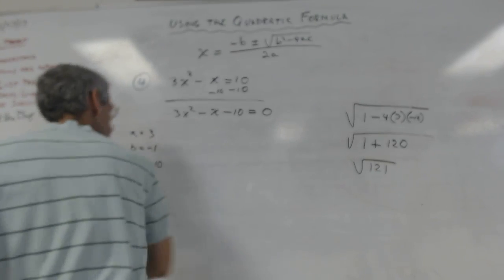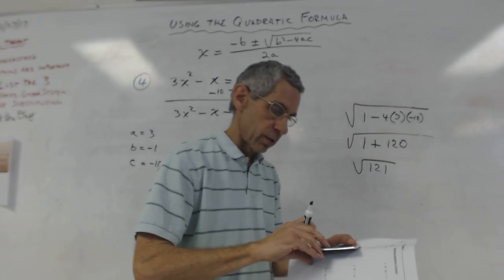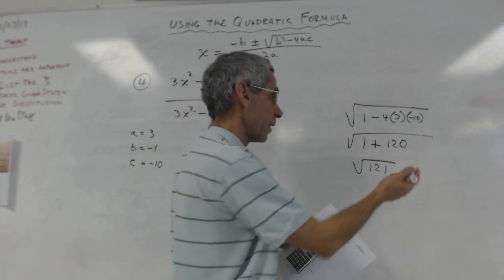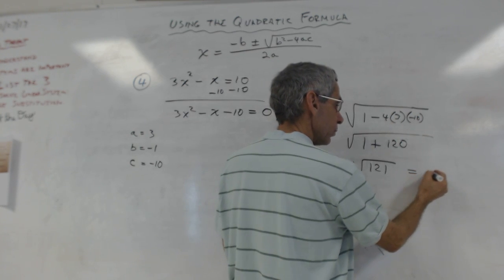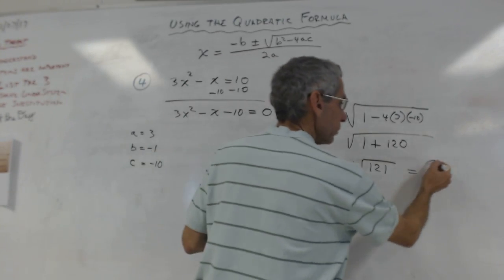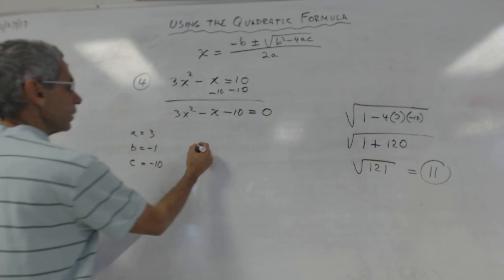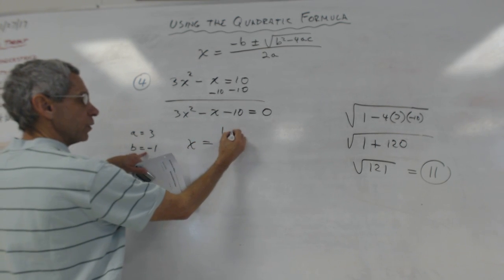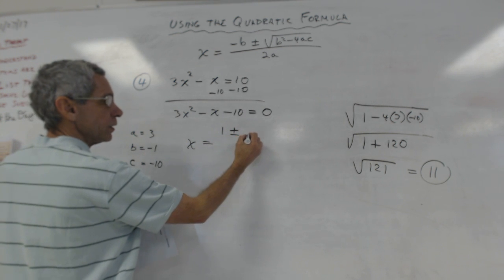Now, I take out my little handy-dandy calculator. I do 121 square root, and I say, oh, it's a perfect square. It equals 11. That's awesome. So now, that's what I'm going to put back into my equation. Here we go. I've got x is equal to negative b, which is negative negative 1, which is positive 1, plus or minus 11.